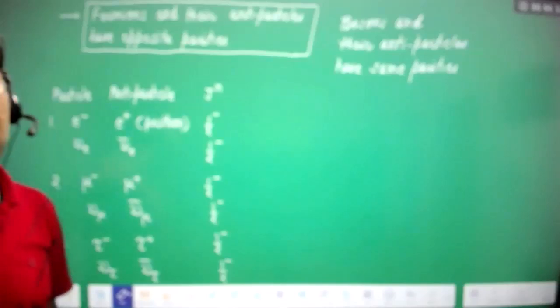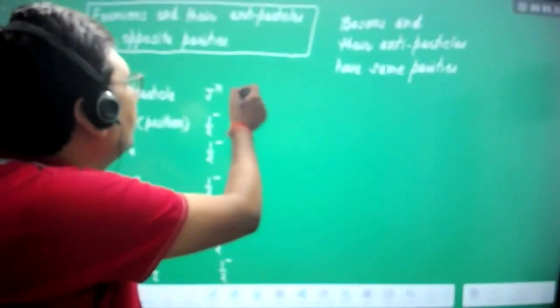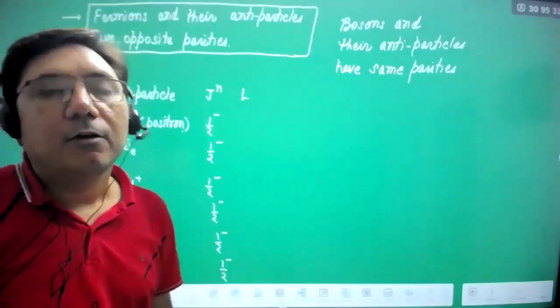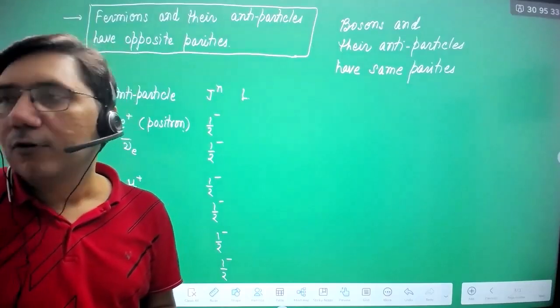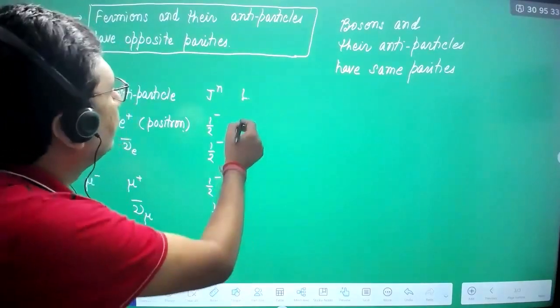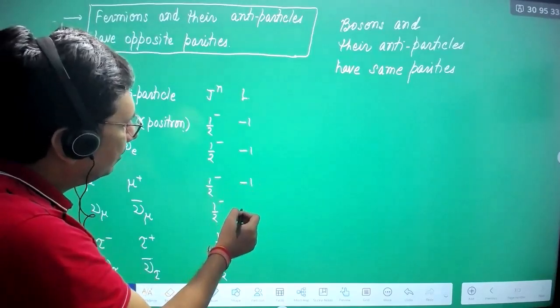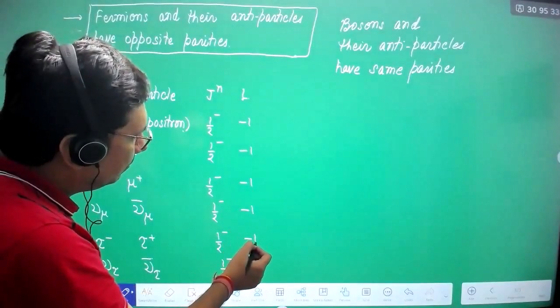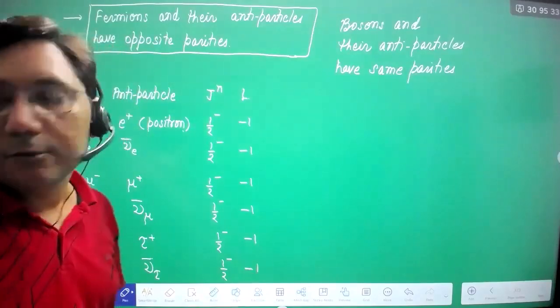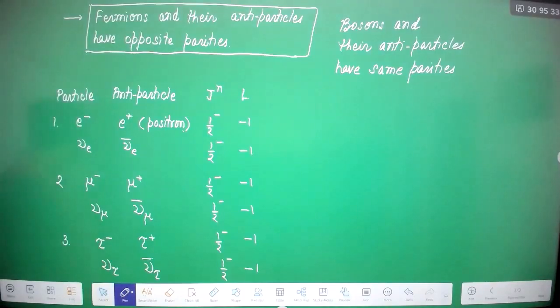That is lepton number. So lepton number was how much? For the leptons, that was plus 1. So for antiparticles, the lepton number will be opposite. That will be minus 1. So it will be minus 1 for each of these. The lepton number is going to be minus 1 here. Is it clear?